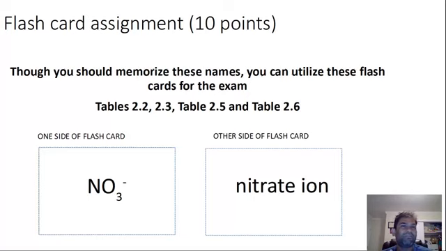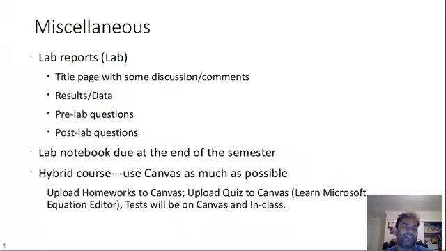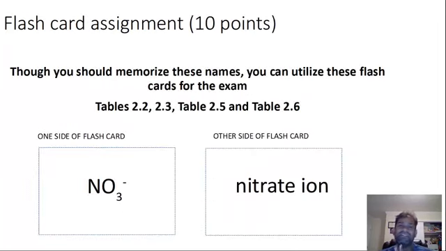Just as a final reminder, flashcards. On one side of the flashcard, you'll have the chemical formula. On the other side of the flashcard, you will have the name of the chemical. So nitrate ion is NO3 minus.